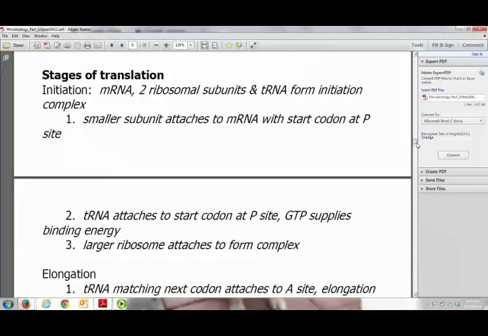So we have multiple stages of translation. During initiation, you're going to have the messenger RNA and 2 ribosomal subunits and tRNA form the initiation complex. The smaller subunit attaches to the mRNA with the start codon in the P site. Then the tRNA will attach to the start codon at the P site, and GTP is going to supply the binding energy. Then the larger ribosome attaches to form the complex.